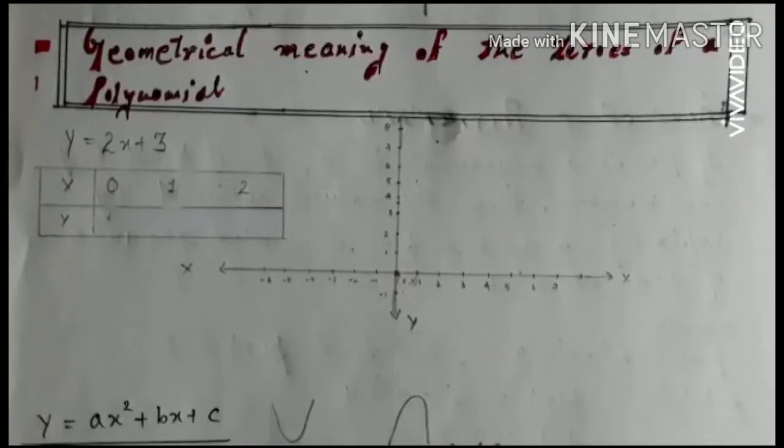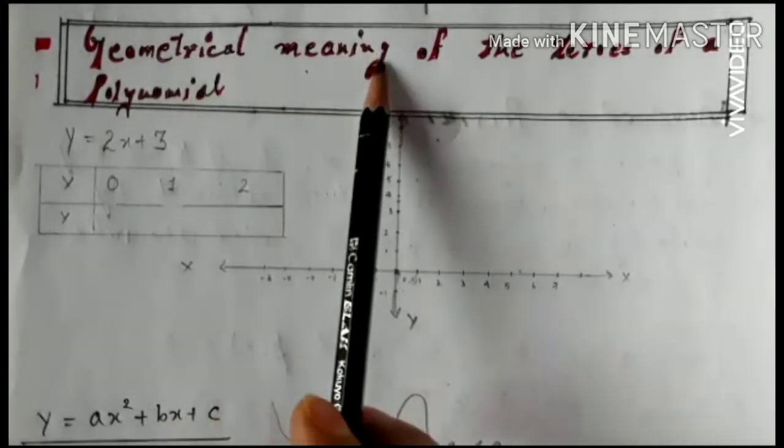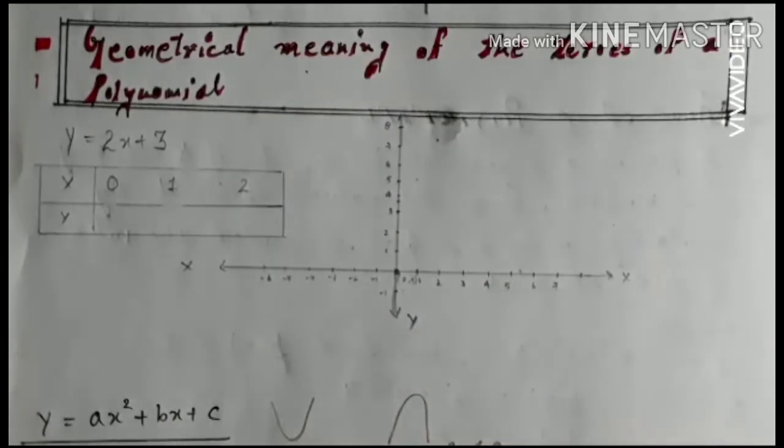Okay, now our next topic is the geometrical meaning of zeros of a polynomial. It is the introduction for your NCERT Exercise 2.1. The main thing here is: what is the geometrical meaning of a zero of a polynomial?